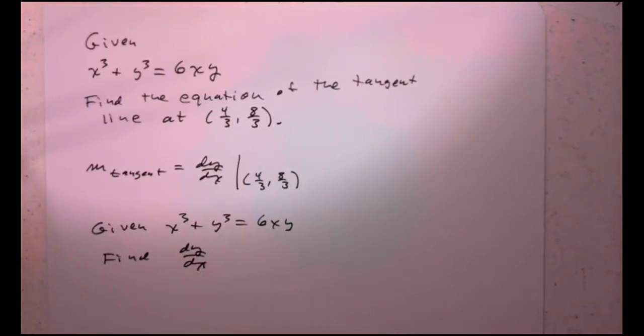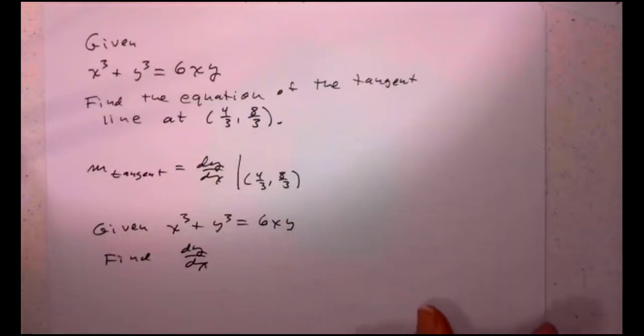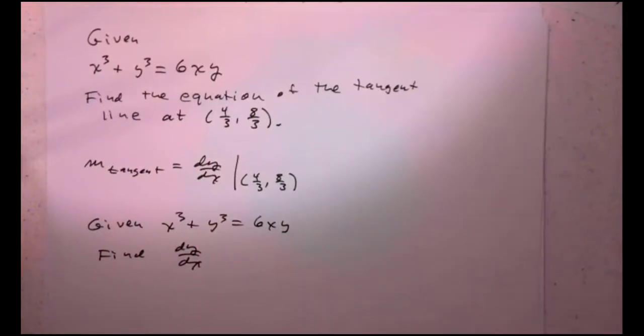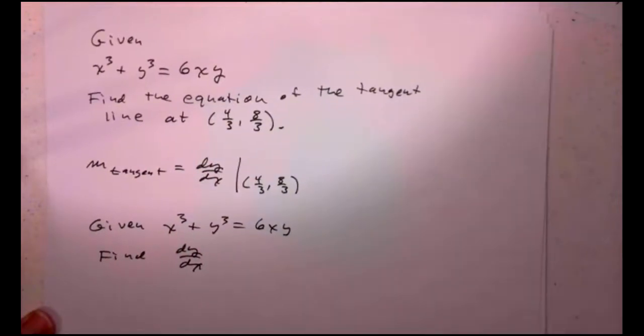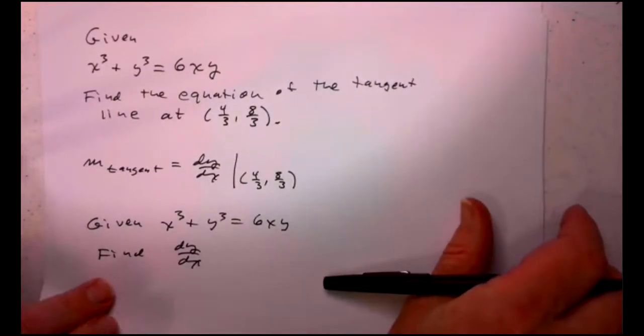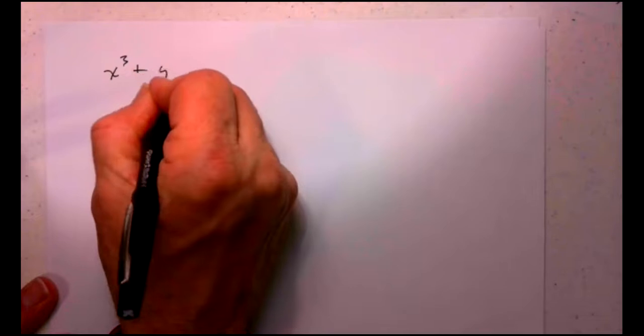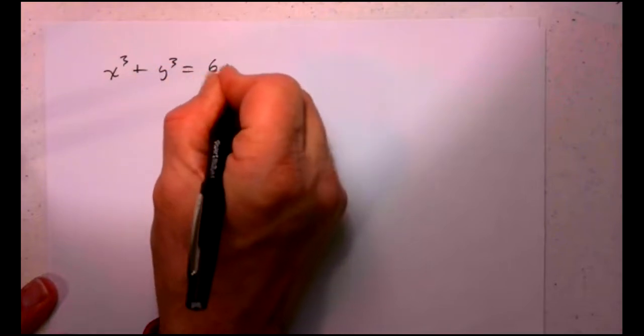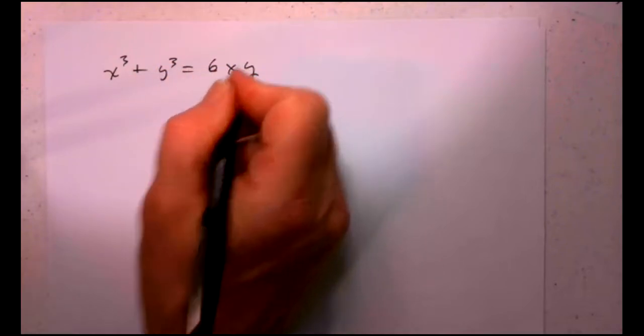Once I find dy/dx, I'm going to plug in 4/3 and 8/3 to determine what the slope of that tangent is. Then I can use that slope together with that point to find the equation of the tangent line. So let's look at that. Our original equation is x cubed plus y cubed equals 6xy. Again, my goal is to find dy/dx.